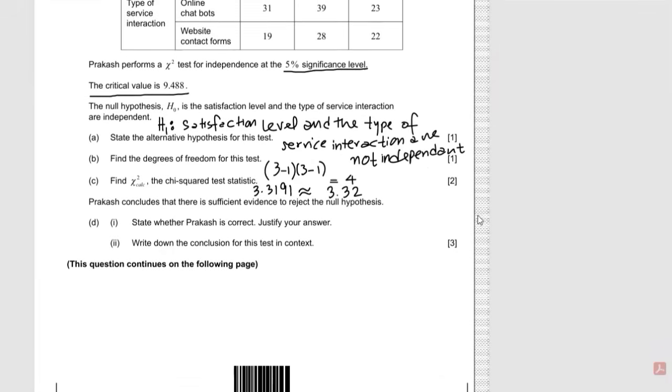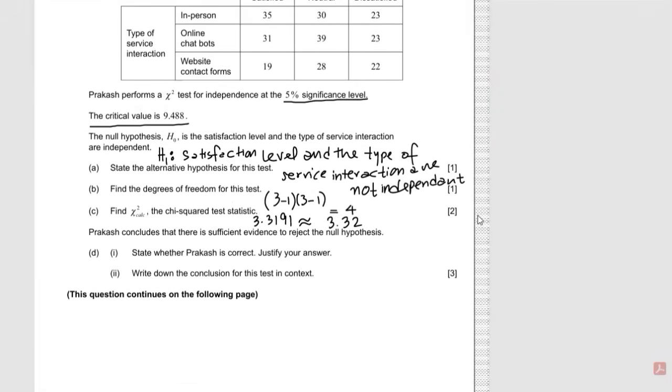They're saying Prakash concludes that there is sufficient evidence to reject the null hypothesis. So he's saying there's sufficient evidence to reject the null hypothesis. So part D1, state whether Prakash is correct, justify your answer.